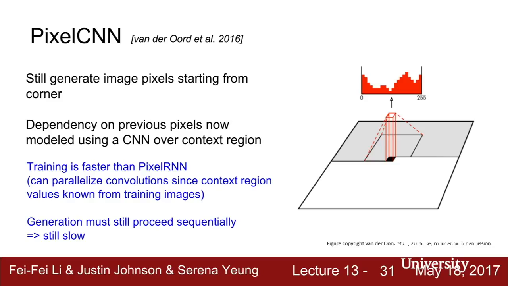But at generation time, at test time, when we want to generate a completely new image, just starting from the corner, we're not trying to do any type of learning. So at generation time, we still have to generate each of these pixel locations before we can generate the next location. And so generation time here is still slow, even though training time is faster. Yeah, question?